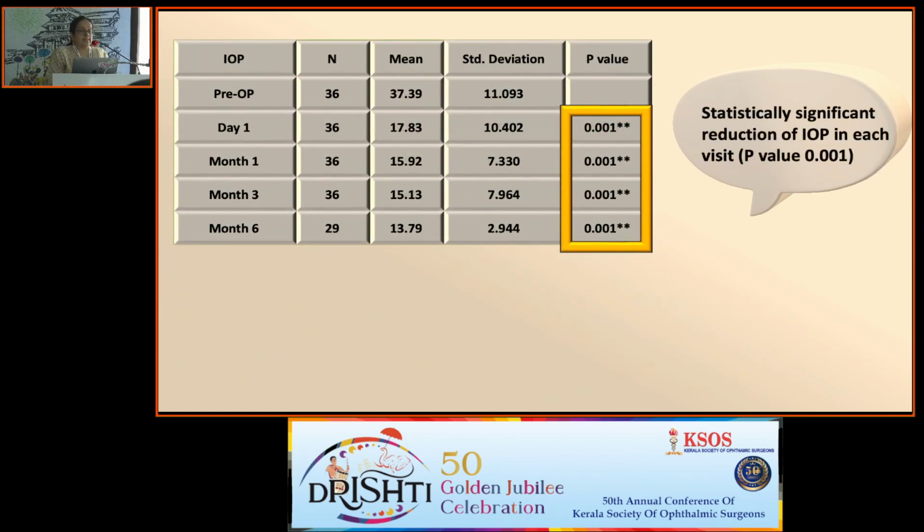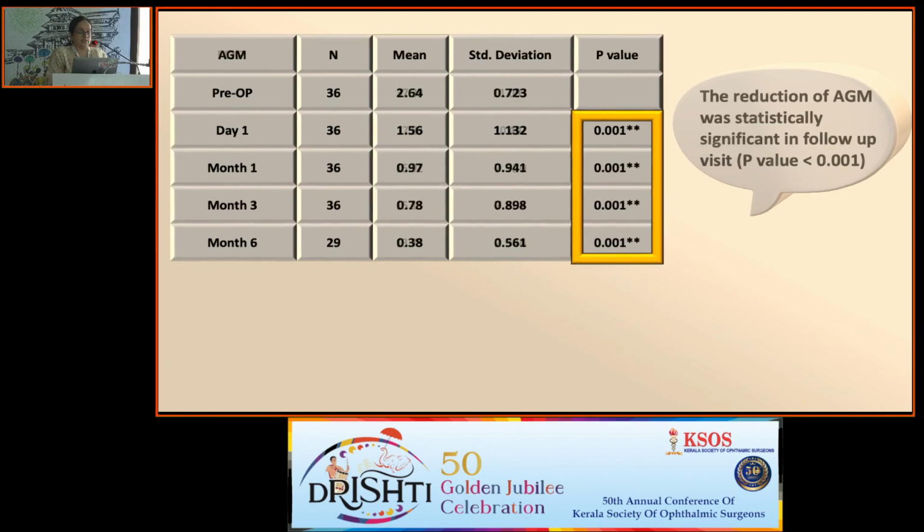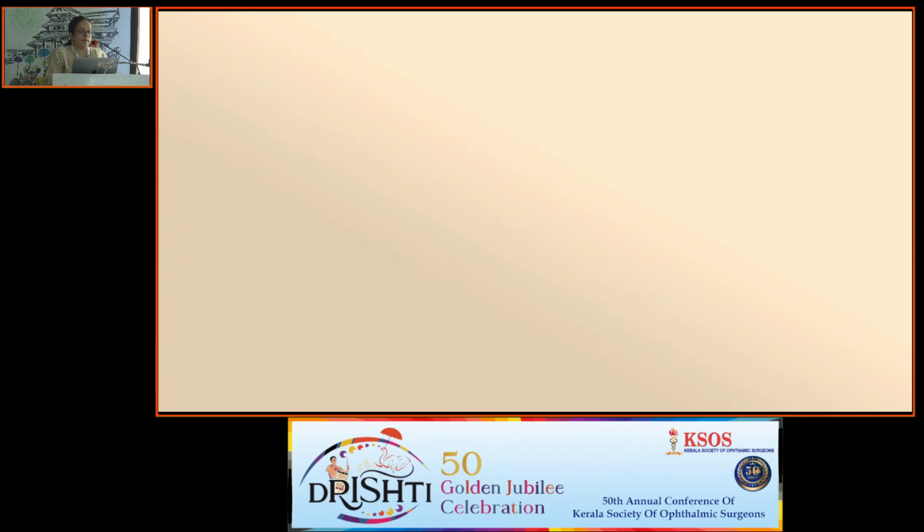There was statistically significant reduction in the intraocular pressure at each post-op visit. Intravenous mannitol was given in 17 patients at the time of presentation and 22 patients 30 minutes before the procedure. The reduction of anti-glaucoma medication was statistically significant for all the follow-up visits. Atropine 1% was continued for 1 month post-operatively. At 6 months follow-up visit, 19 patients were not on any anti-glaucoma medication.